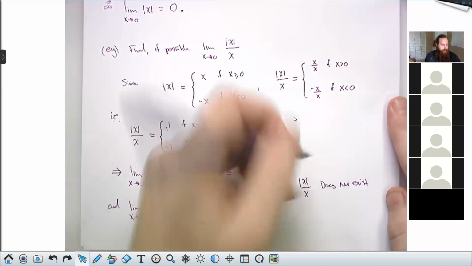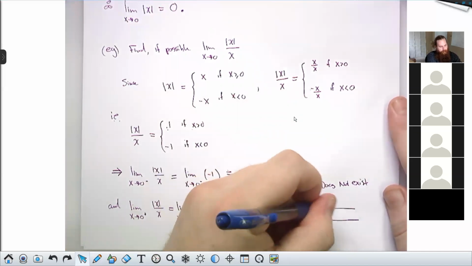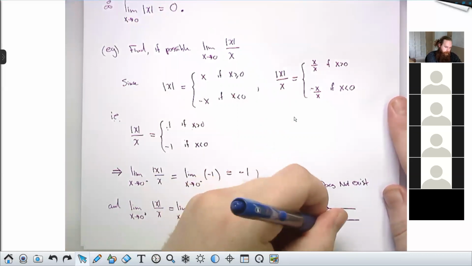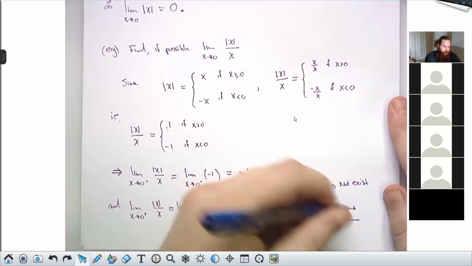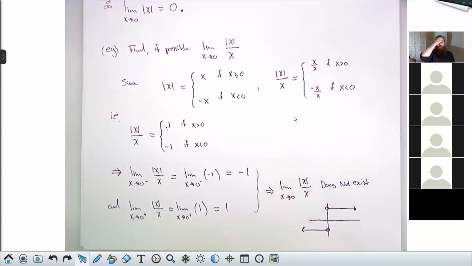And the graph here, if you want to see it, looks like this. Right, so as we approach 0 from the left, we're staying down here at negative 1. As we approach 0 from the right, we're staying up here at positive 1. And there is no value that my y values from both sides are getting closer and closer to as we approach 0. So the limit at 0 overall here does not exist.